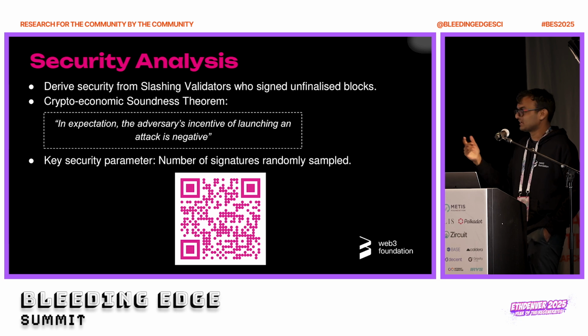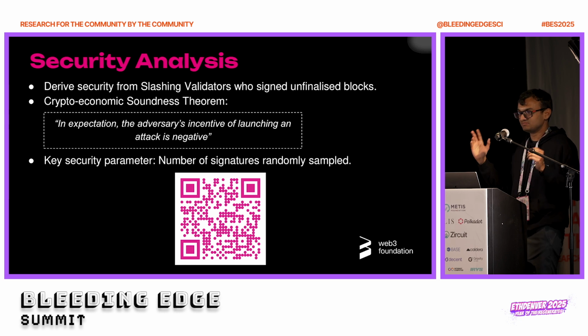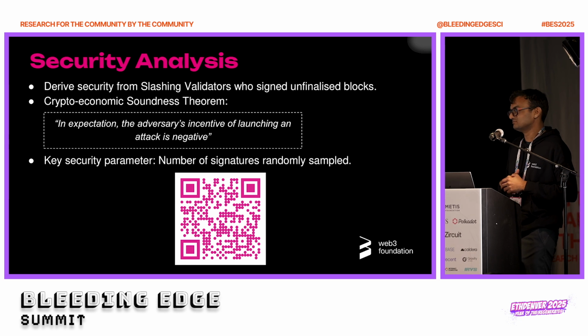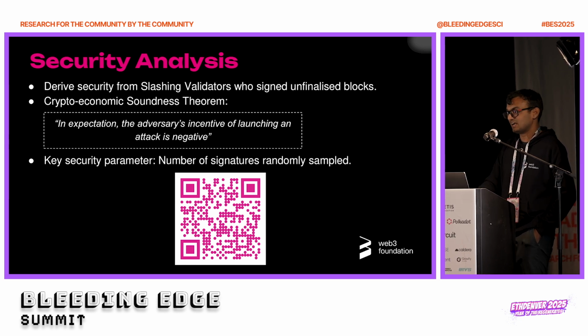So we do a thorough security analysis of this protocol. And the core idea is that we derive the security from slashing the validators on the source chain who signed unfinalized blocks. So that's the core idea. And we have a cryptoeconomic soundness result, which in principle states that in expectation, the adversary's incentive of launching an attack is negative. So the chances that the validators are going to get slashed is in expectation much higher than the probability of successfully getting the randomness right.